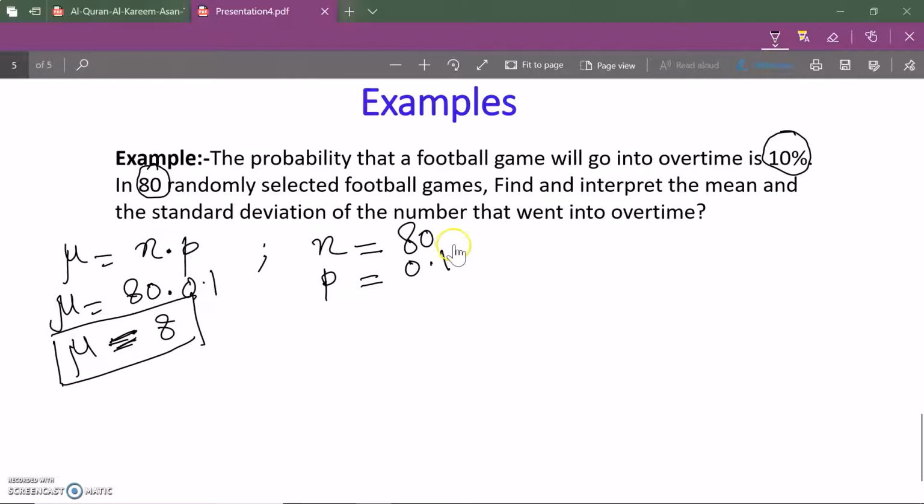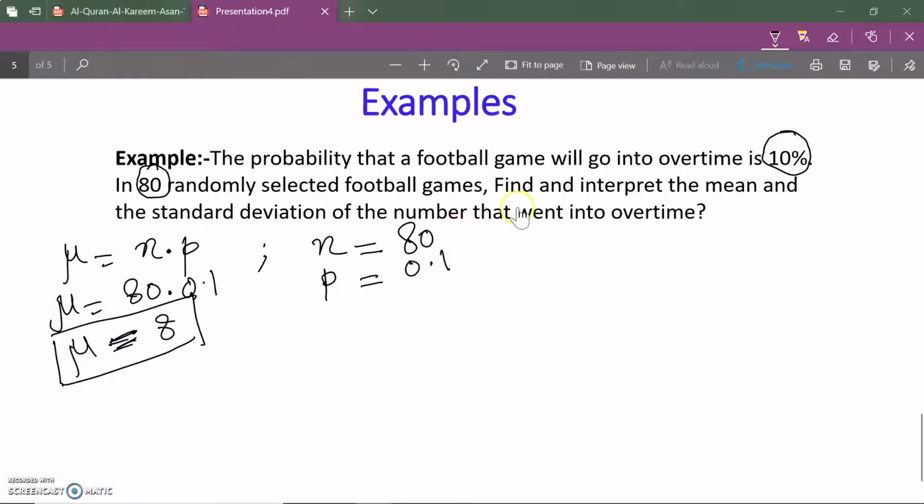This is the mean, and it is also called the expected value. Why is this called an expected value? Because this is the value that we can expect. What does this mean in this situation? We can expect that out of these 80 randomly selected games, 8 of the games will go into overtime. That is the number of games that we may expect to go into overtime, and that is the reason we call mu the expected value. That's how you compute the mean.